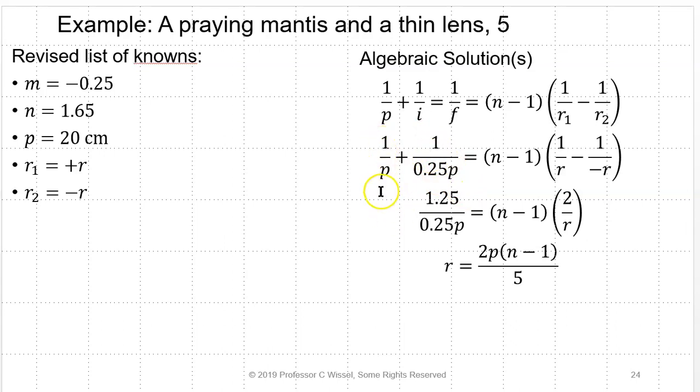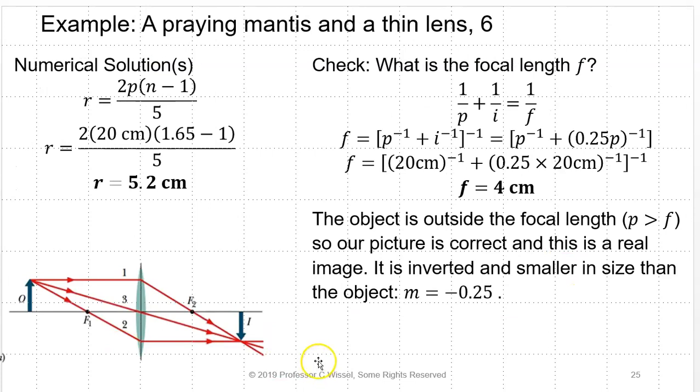And work on, get this down here. We can condense this a little bit and make this 1.25 over 0.25p. And we can put in our values, 1 over r for 1 over r1 and minus 1 over r, remember that, for 1 over r2. And we can condense this side. We can do a little bit more algebra on it, and we will find that r equals 2p times n minus 1 over 5. At this point, we're pretty much ready to plug numbers in. We watch our units, r equals 2 times 20 centimeters times 1.65 minus 1 divided by 5. R is going to come out to be 5.2 centimeters.